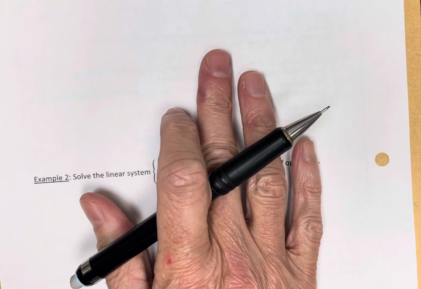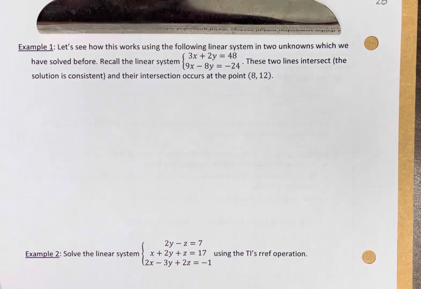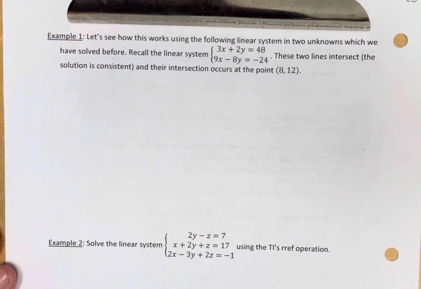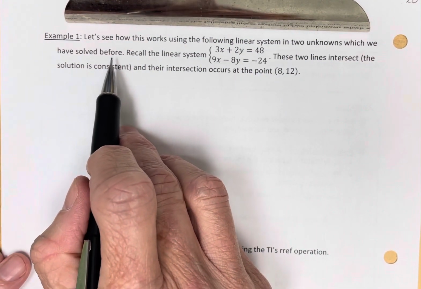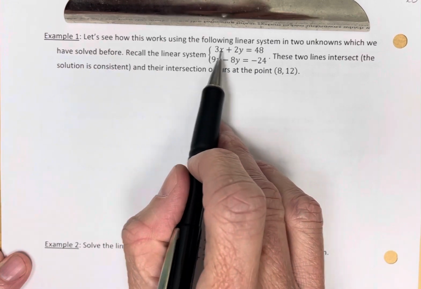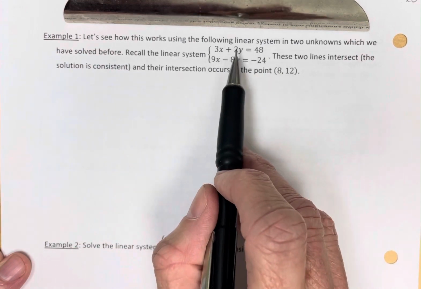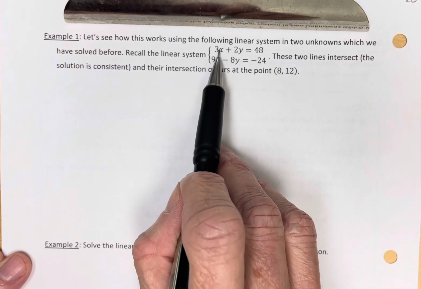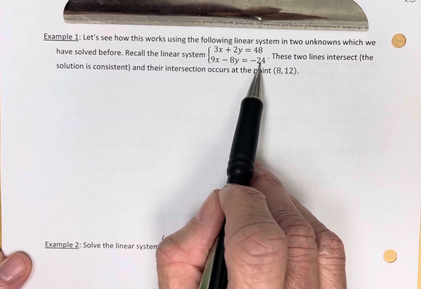Let's take a look. I'll do these in a couple of different ways because there are various versions of TI calculators out there. I'll try to cover a couple of those versions as I do this. Certainly, the newer the TI calculator you have, the easier this is. So, example 1, we're going to start with a two equation, two unknown example that we've already done in a previous video. So here's our linear system. 3x plus 2y equals 48. 9x minus 8y equals negative 24.